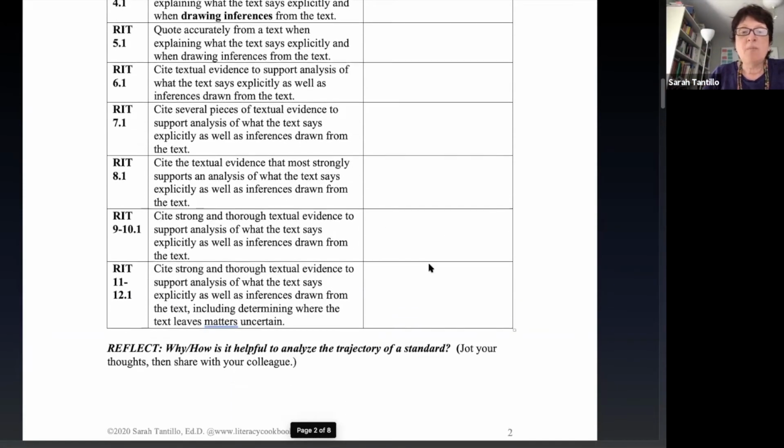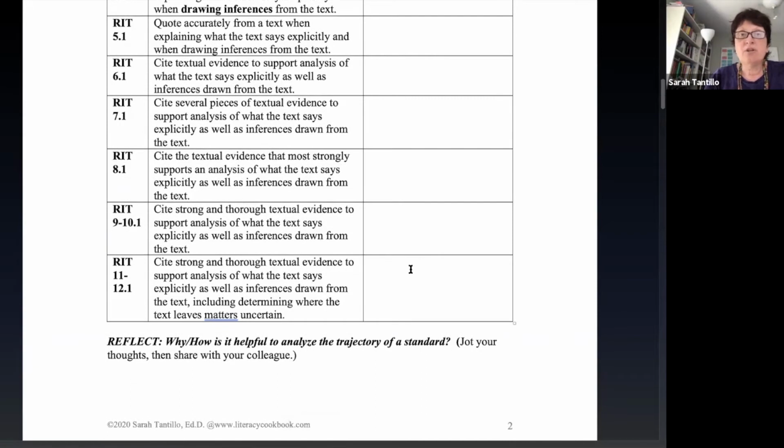All right, take a moment. And again, I would encourage you to jot your thoughts and then reflect with a colleague on why or how do you think it's helpful to analyze the trajectory of a standard. And by trajectory, I mean all the way from K to 12, because no matter what grade you teach, you want to think about what the ultimate path is for your students, where they're coming from, where they are, and where you're trying to get them to. So press pause, have a discussion, and then let's come back.